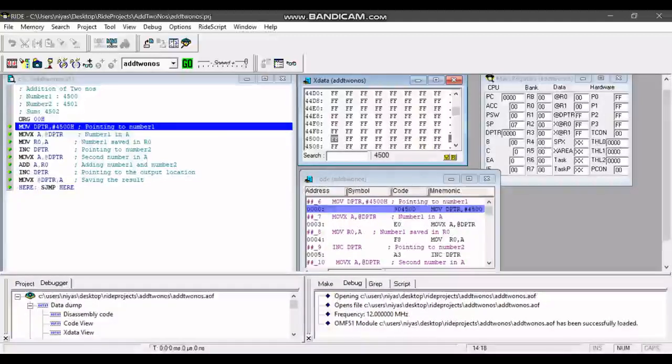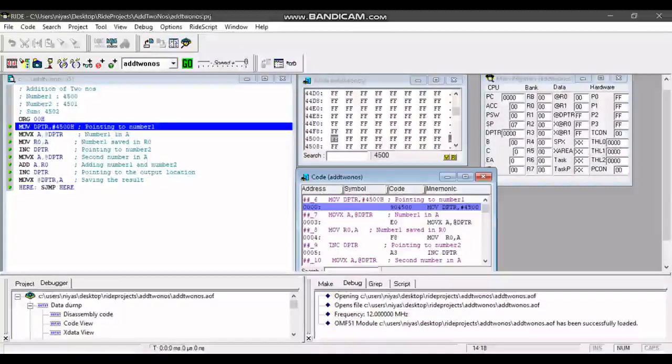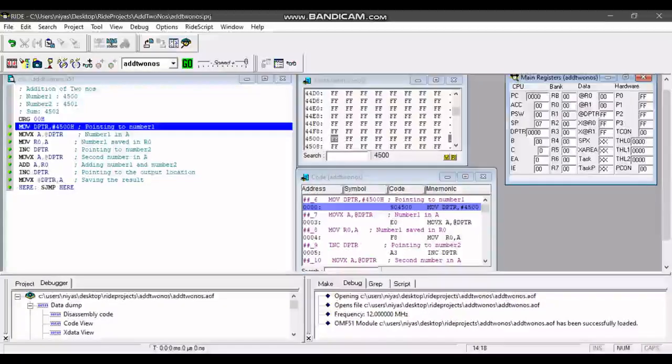So this window corresponds to that external data memory, and this corresponds to our code memory. We discussed that in Harvard architecture we have a separate data memory and code memory. So the code will be written inside the code memory of the microcontroller, and this data I am fetching from an external world, or external memory.